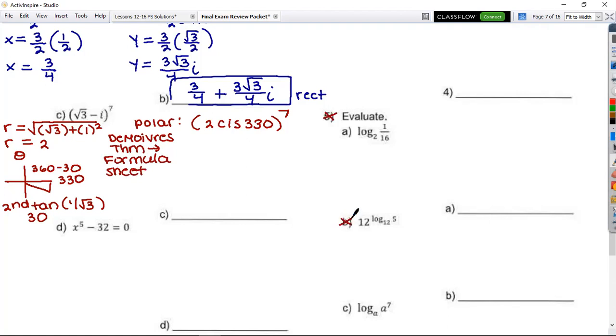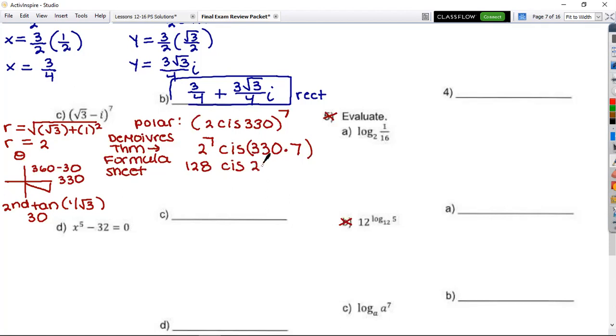Same thing with this one. So what I'm going to do is take that 7 and essentially distribute it to both. So I do 2 to the 7th, cos plus I sine, and then 330 times 7, which we're going to need a calculator for both of these because these get large. All right, so 2 raised to the 7th is 128. Cos plus I sine. And then what is 330 times 7?